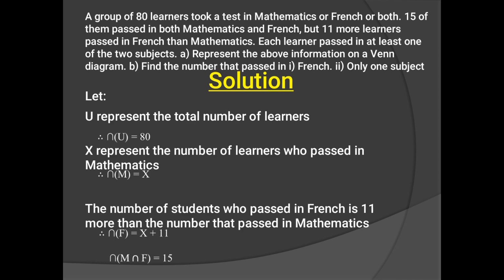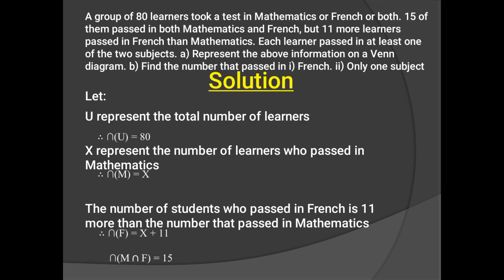Then those that pass in French. If the number of students that pass in mathematics is X, then those that pass in French is going to be X plus 11, which we have already looked at. Is that not it? Good. And then the intersection, which is the number of M intersection F, right? That has been given already, which is 15.